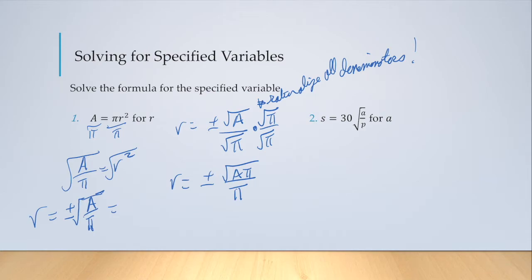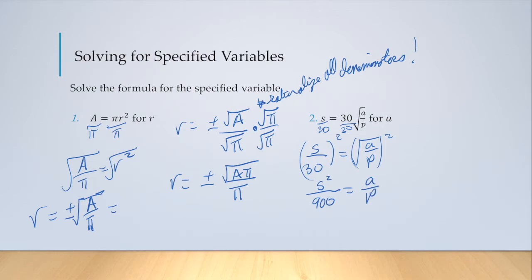Next, we're going to solve S equals 30 square root of A over P for A. So I'm going to divide both sides by 30. I have S over 30 is the square root of A over P. Well, what undoes square roots? Squares, so we have to square both sides. I get S squared over 30 squared, which is 900, is A over P. And then in order to get A all by itself, I multiply both sides by P. So I get P S squared, because we prefer things alphabetical, over 900 equals A.